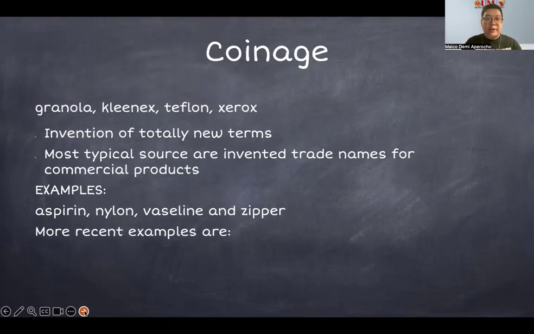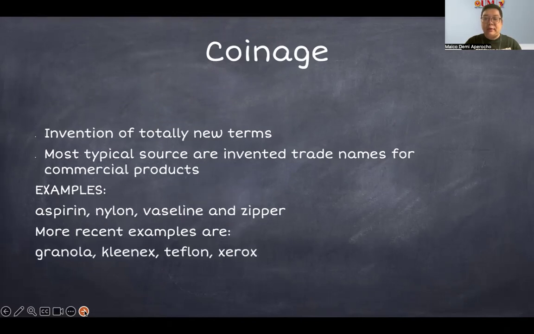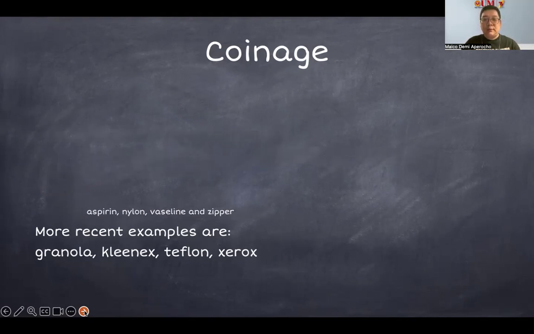So some examples are aspirin, nylon, Vaseline, and zipper. More recent examples are granola, Kleenex, Teflon, and Xerox. So as you can see here on the screen, some of these examples are very familiar to us, and these are not necessarily words by themselves, but these were taken from brands or specific names of products and then later on accepted by people as a term designated or tagged to a specific item available in the market. So coinage, simply put, is the invention of totally new terms. Okay?